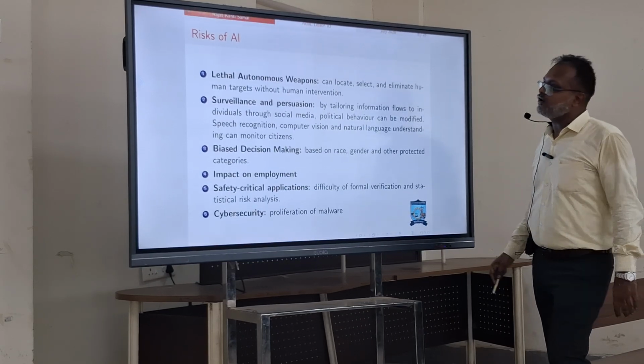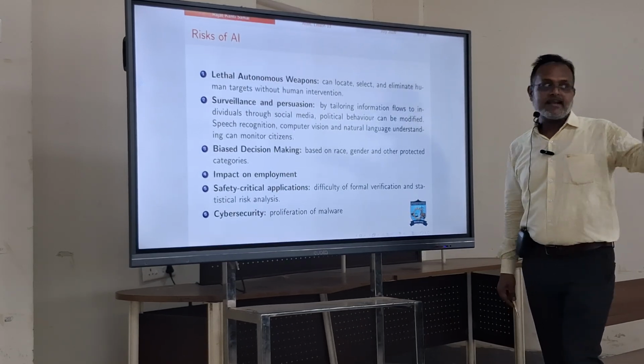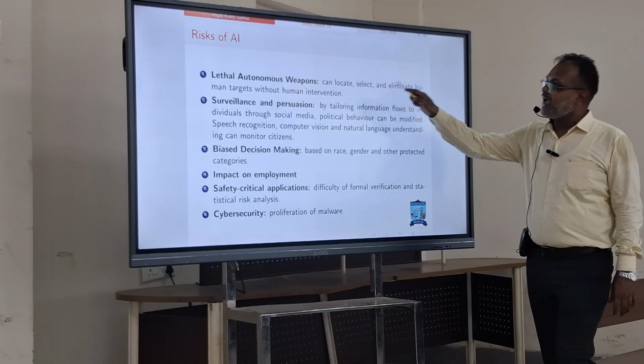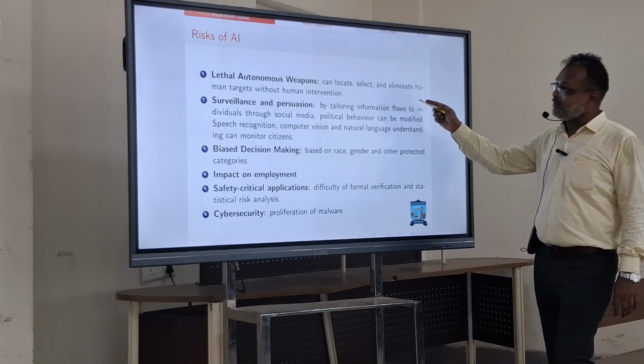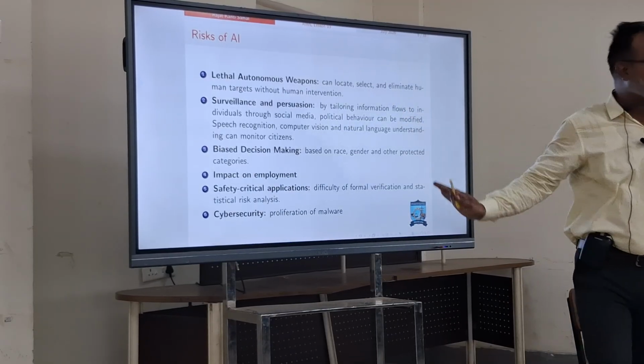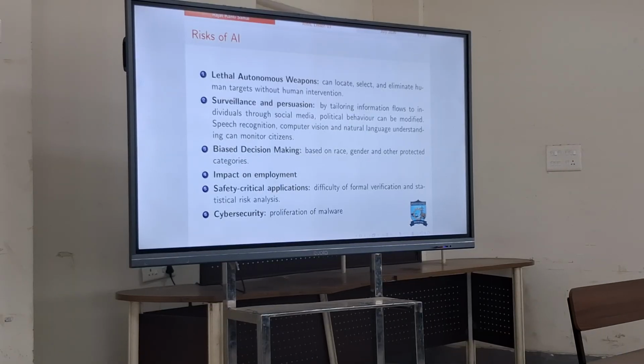First is lethal autonomous weapons, which I was just talking about. They can locate, select and eliminate human targets without human intervention, and this has led to the current prolonged war. So we are actually using AI for all these risks, not for the benefits.